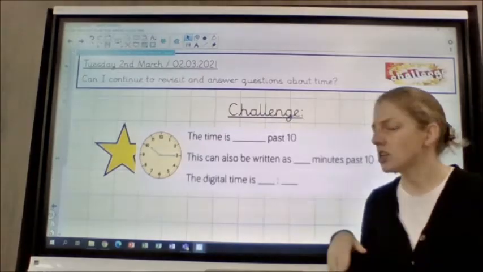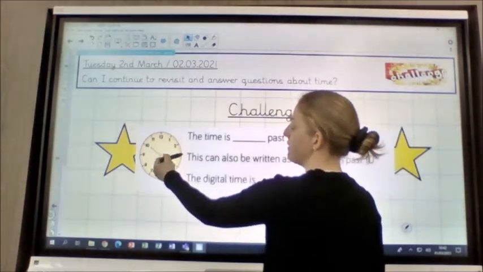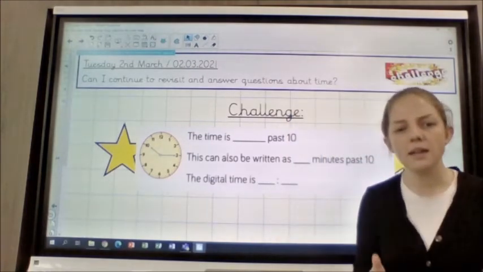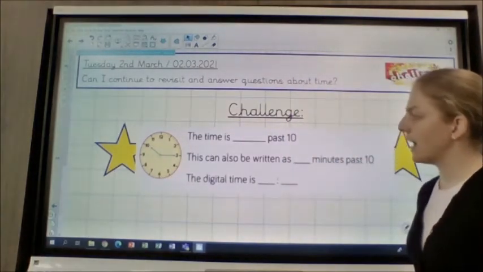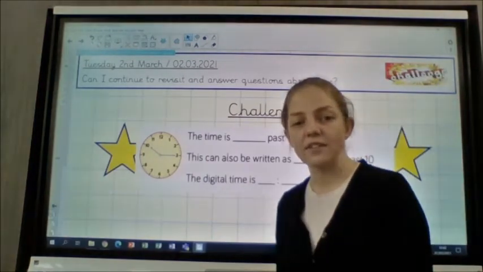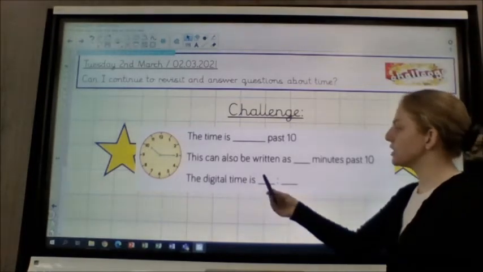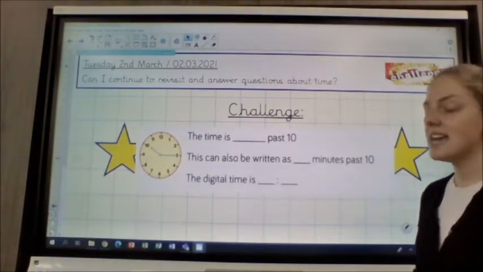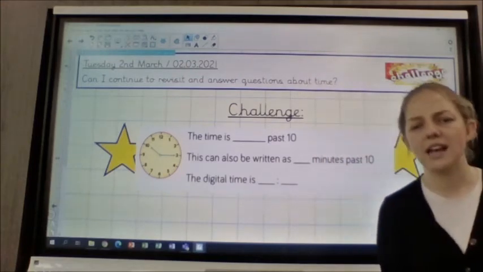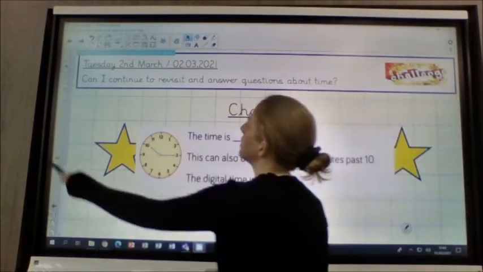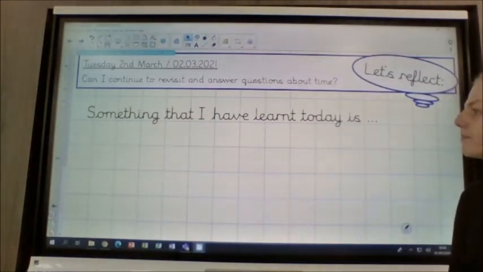That's not right. So remember, we go up in 5s when we count the minutes. So it goes 5, 10, 15, 20. So how many minutes past 10 is it, okay? So use your knowledge of the clock face and going up in 5s to help you to work out the answer to this question. Now, if it's a digital time and they're saying that it's 10, is it 10 a.m. or is it 10 p.m.? Have a think, what numbers have they used? Okay, so give that a really good go and send it in.